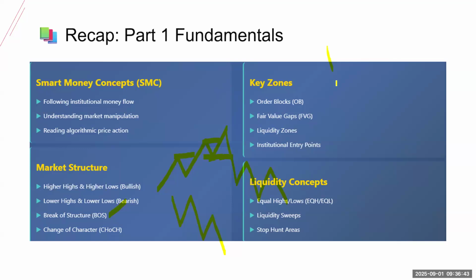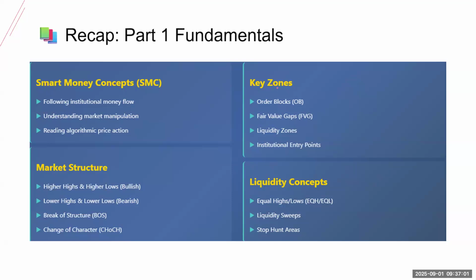Price makes a lower low, lower high, right? Price makes a change of character, pulls back, and then we buy. This is your change of character right here, because they make a new high. All right, is that clear? Should be, right.